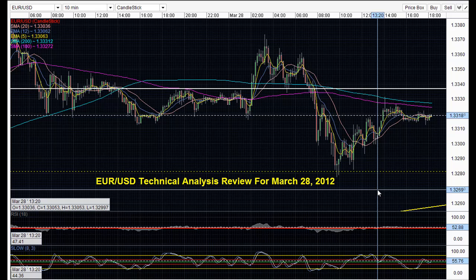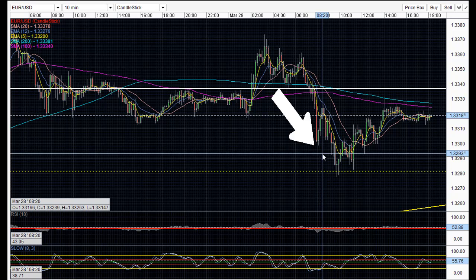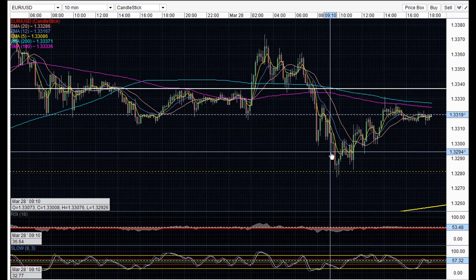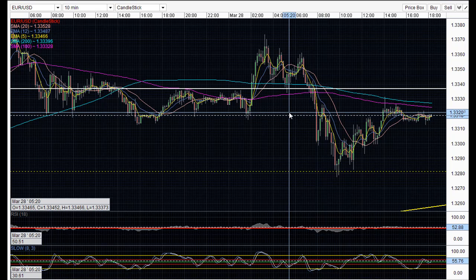Today is March 28, 2012 and we are currently looking at price action on our 10-minute chart. Although we had a strong movement earlier to the downside, you can see that today's trading session has ended flat and we're right where we began, and the market pared some of its losses from earlier. So this is really a picture of the indecision within the Euro US dollar pair.